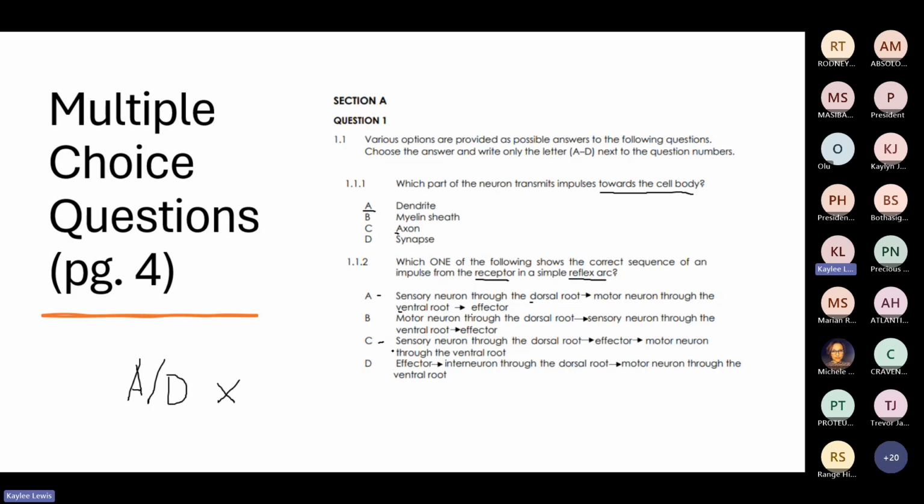If I look at option C, it's saying the sensory neuron through the dorsal root to the effector and then to the motor neuron, which isn't correct. That's not the correct order. The effector is a muscle or gland that's going to bring about a response. So the correct answer for 1.1.2 would be A.